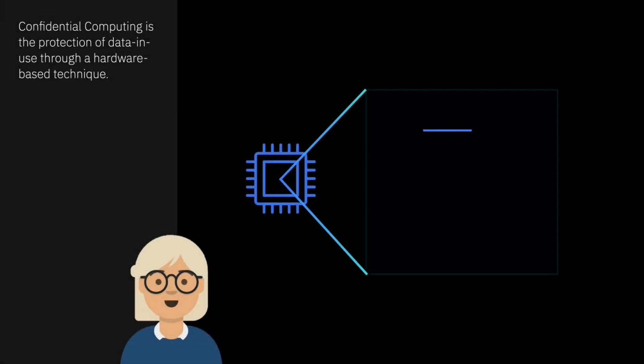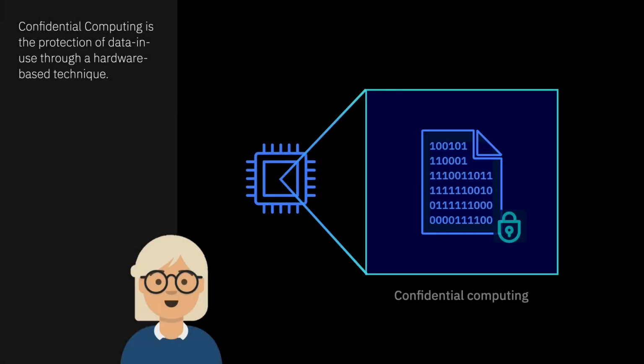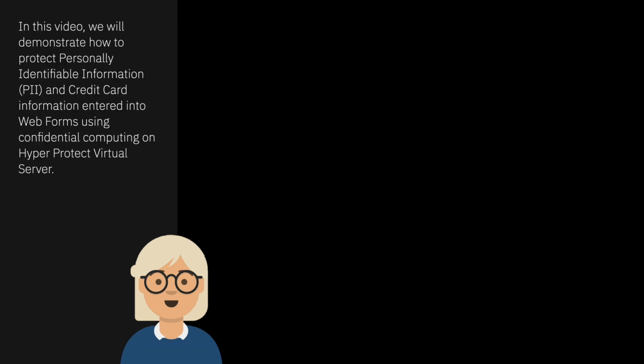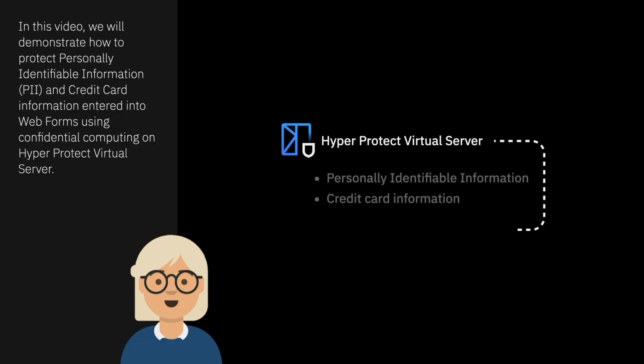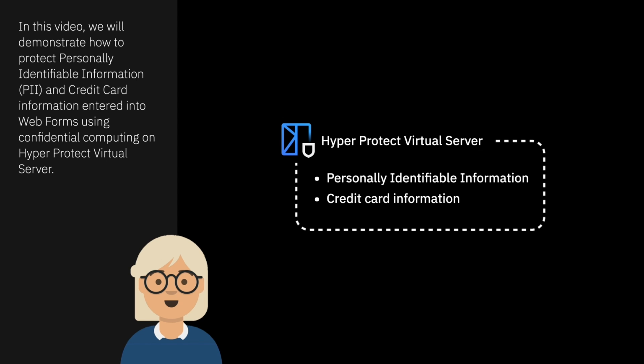Confidential computing is the protection of data in use through a hardware-based technique. In this video, we will demonstrate how to protect personally identifiable information and credit card information entered into web forms using confidential computing on the HyperProtect virtual server.